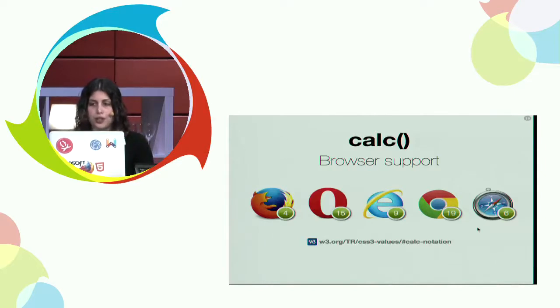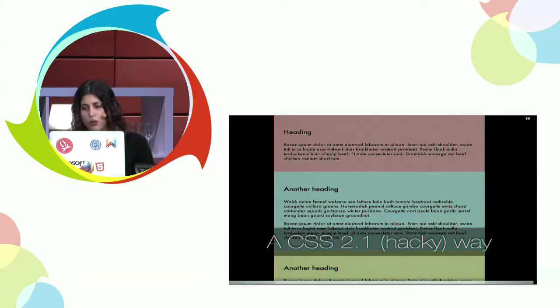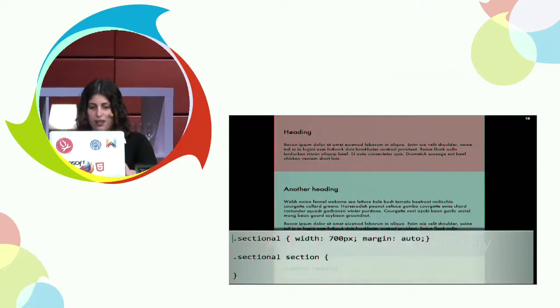But you can always use a very small script to detect whether Calc is supported and do it in JavaScript if it's not supported. It's a really small script, like 3 lines or so. And there's also a really hacky way to do it in CSS 2.1 if you don't want to use Calc. It's really horrible, though. Really dirty. If you can avoid it, please avoid it. I'm just going to show you because I think knowledge is important, but please don't use this.